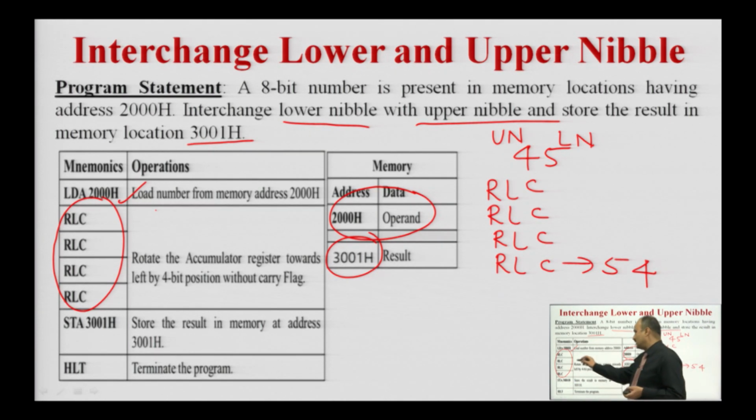With the help of the RLC instruction, we use RLC 4 times. This instruction will interchange the lower nibble with the upper nibble, and after interchanging, finally store the result into the memory location having address 3001H. So, after the execution of the RLC instruction, the content is in the accumulator. With the help of the instruction STA 3001H, it will store the content of the accumulator into the memory location and terminate the program. So, this way we interchange the lower nibble with the upper nibble.